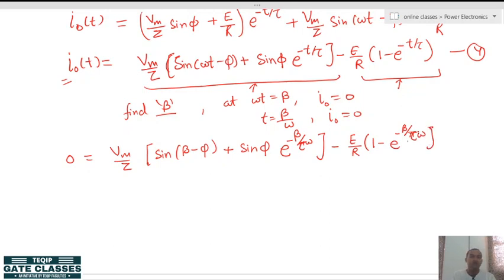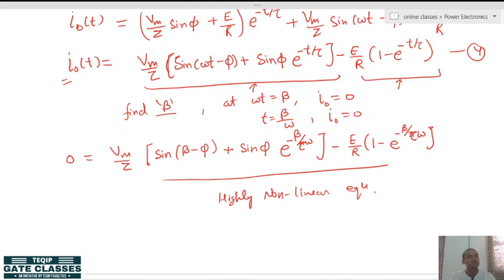Now you see, to find beta here is not a very simple thing, because it is a highly non-linear equation. To find the solution of such equations, we have to use some iterative methods. That may be the Newton-Raphson method, a secant method, or whatever methods you have studied in your mathematics class. Those methods have to be applied to find the value of beta.